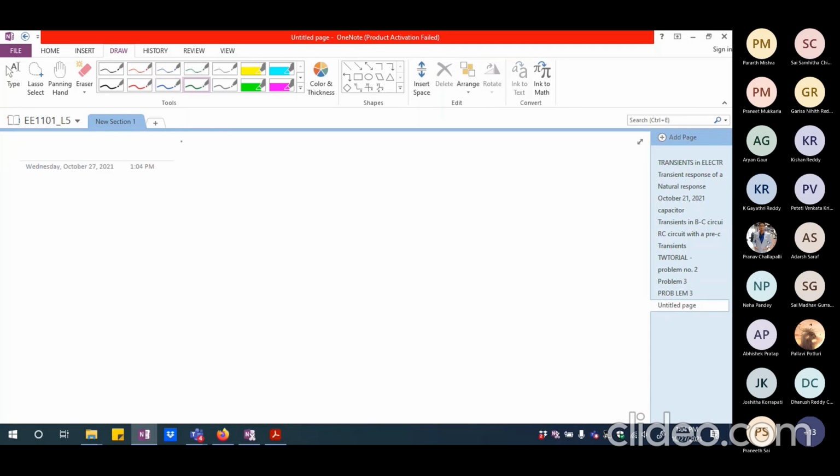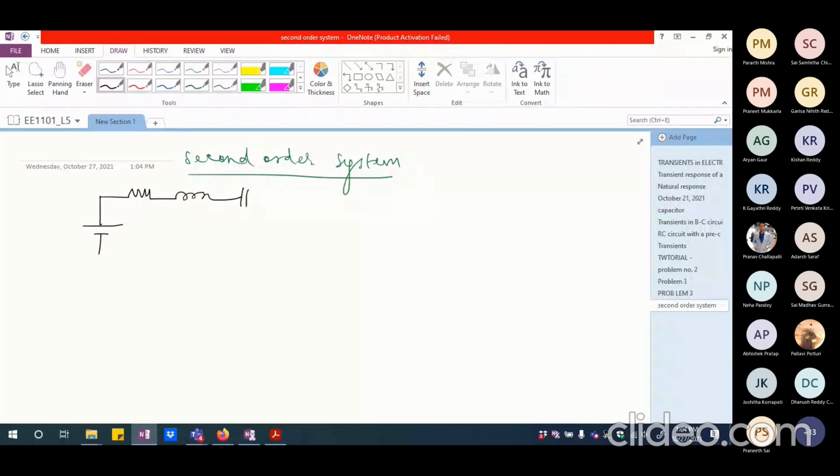So I'm going to introduce you to a second order system currently. I can have a voltage source which is exciting R, L and C connected in series. This is one way of looking at a second order system. Or I can have a current source which is actually exciting R, L and C connected in parallel.